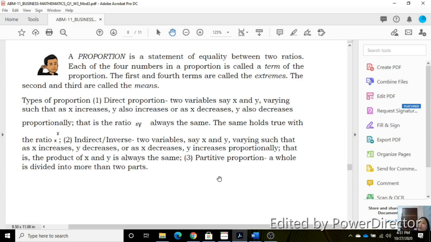So number 2 naman, we have the partitive proportion. A whole is divided into more than two parts. So tandaan nyo, in order for you to compute the partitive proportion, you add the ratio. Kung 1 is to 2 is to 2 is to 3, so add nyo yun. 1 plus 2, 3 na yun, plus 2, 5, plus 3, 8, so over 8 yung denominator mo na. Okay. So, sana naintindihan nyo.